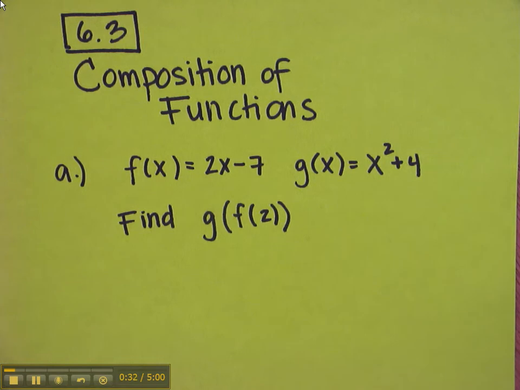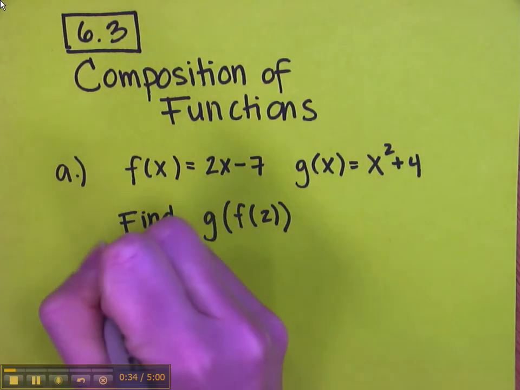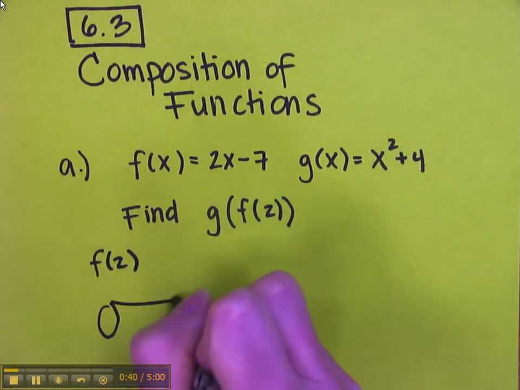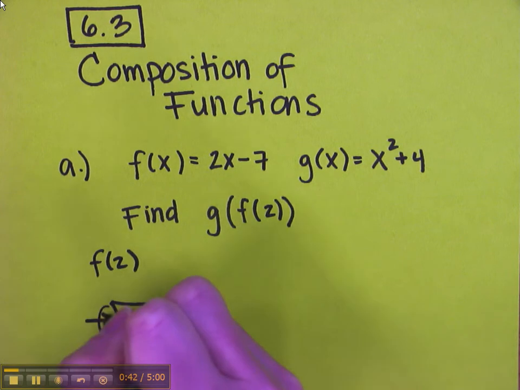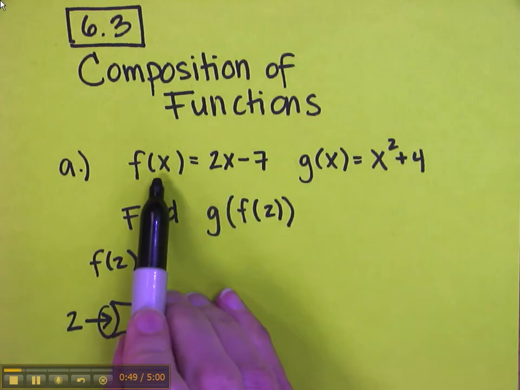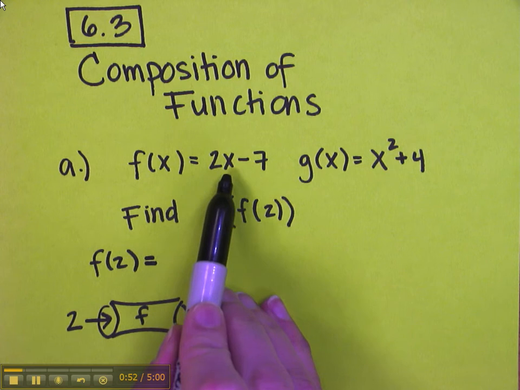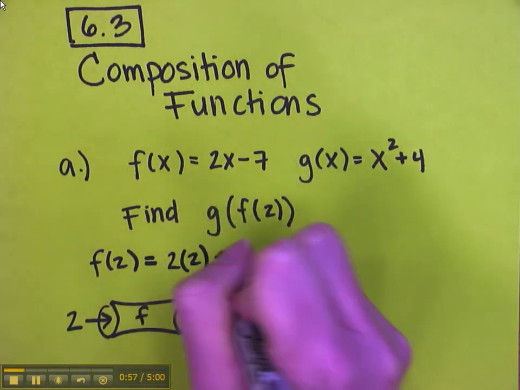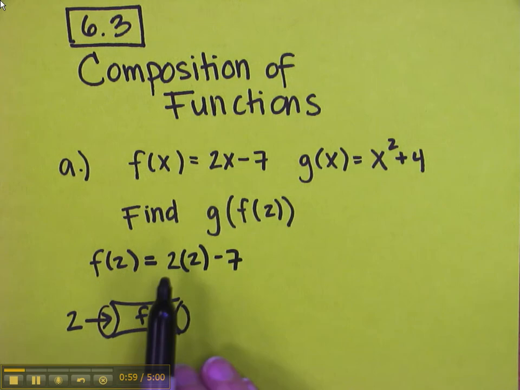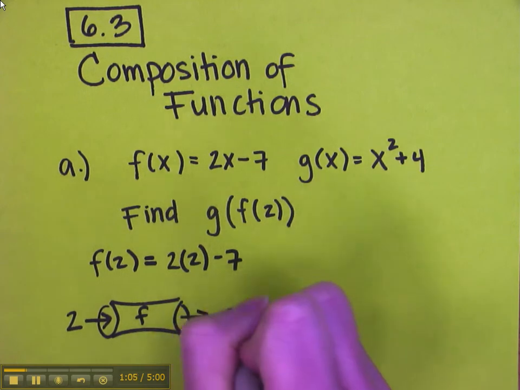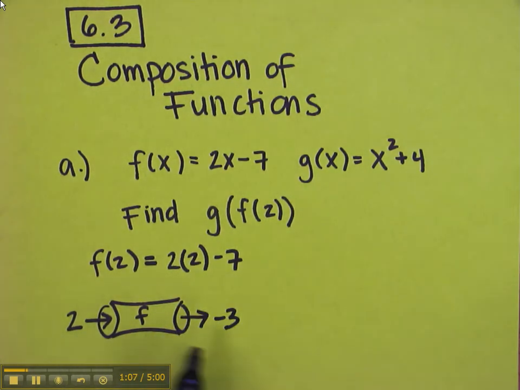What that tells us to do, we want to find f of 2 first. Now recall with functions, that means that if we think of it as a function machine, we're plugging 2 into the function f, and we want to see what's going to come out. To do this, we look at the function f, and we see that it's 2x minus 7. So that means I'm going to take 2 times 2 minus 7. Well, 2 times 2 is 4. Take away 7 comes out to be negative 3. So that means when I plug 2 into f, what I get out is negative 3.